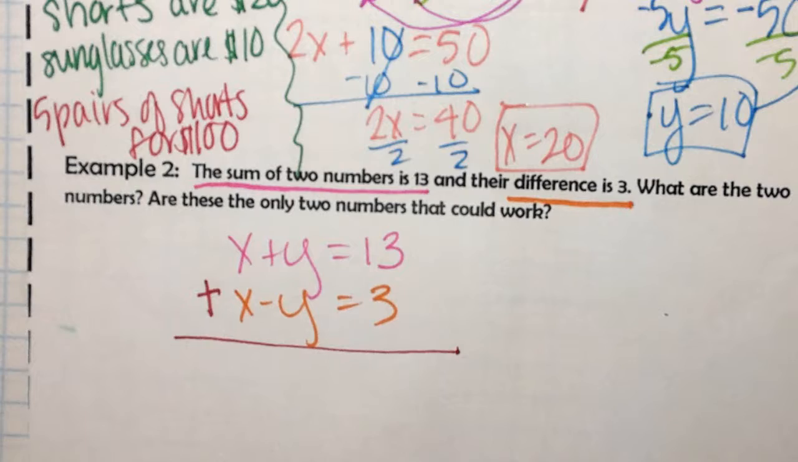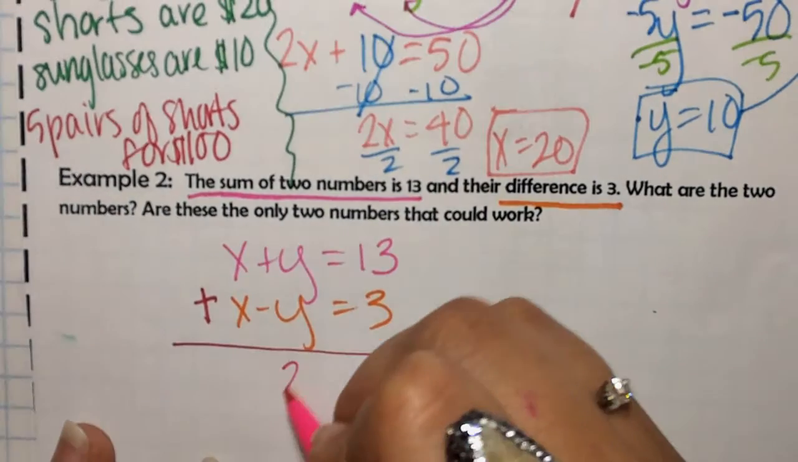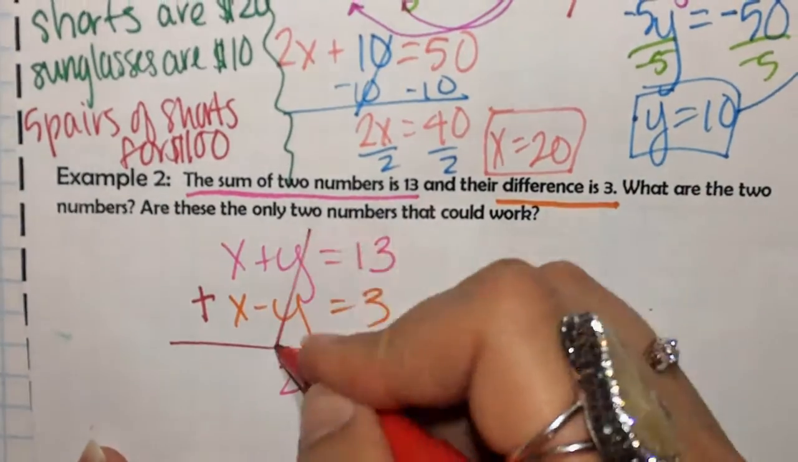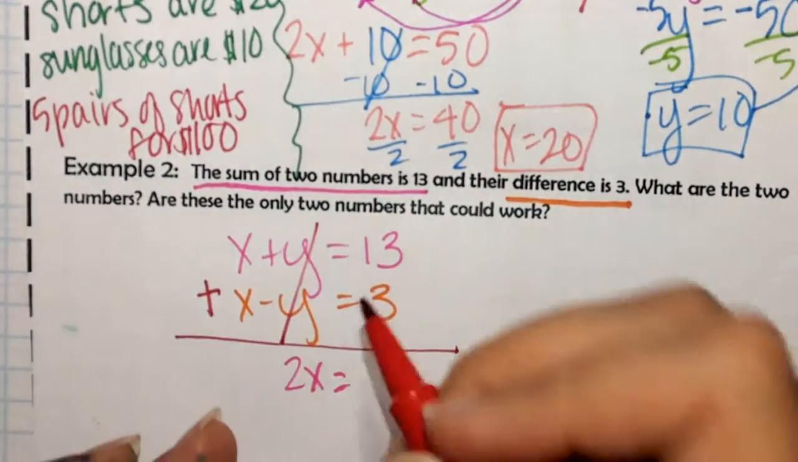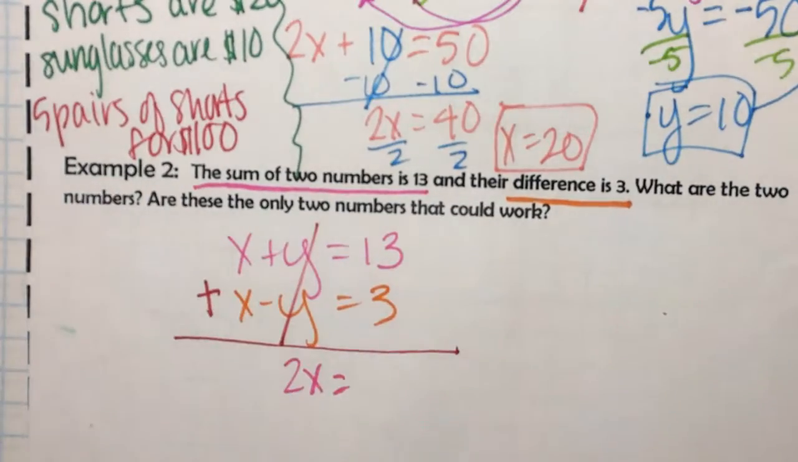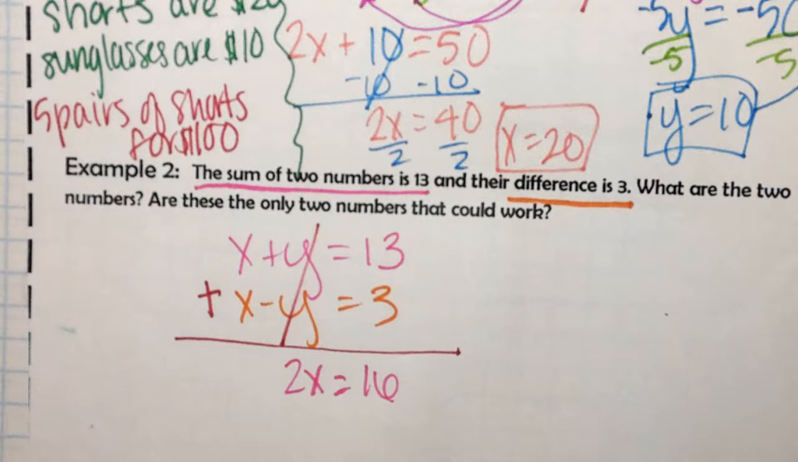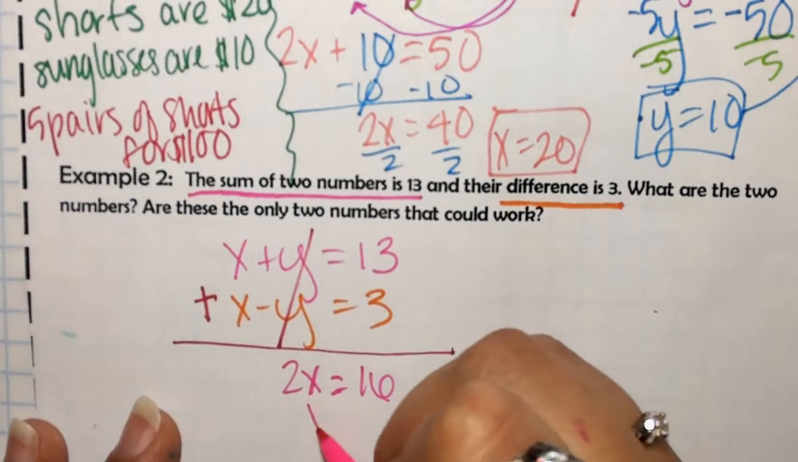Alright, so let's add straight down. What is X plus X? 2X. What is Y plus negative Y? And what's 13 plus 3? So if 2X equals 16, what does X equal? 8. How'd you get that?